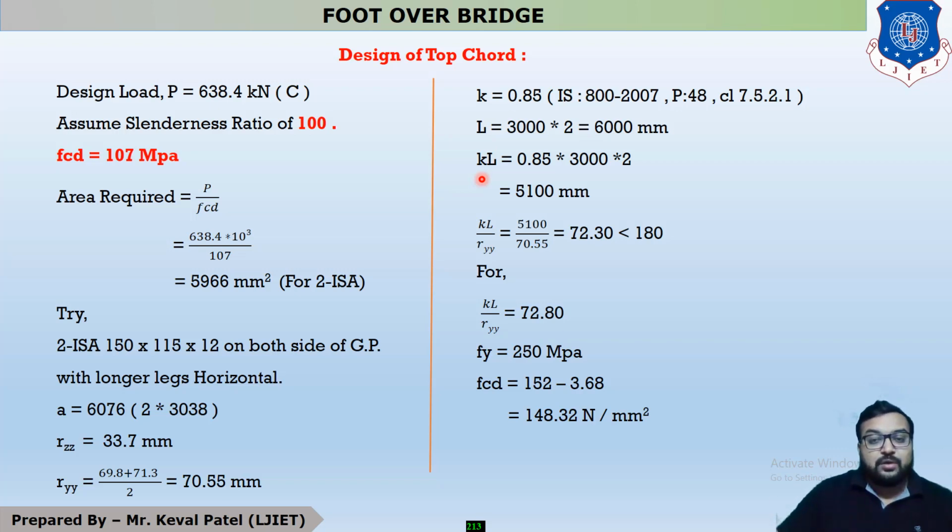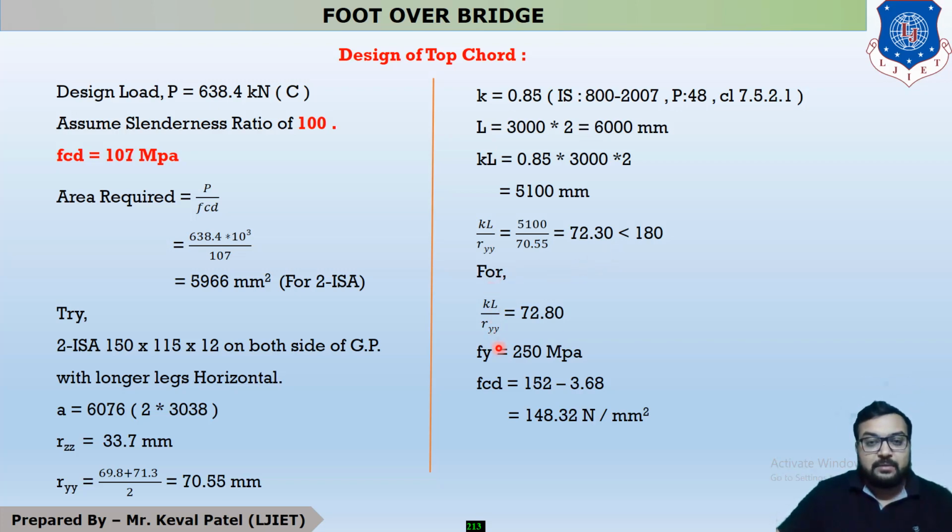But you can also refer to page number 48, clause number 7.5.2.1, where it is clearly mentioned that the value of K is 0.85. Now what is L? L is equal to 3 meter because your main member has a length of 3 meter and it is 2 ISA. So 3 into 2 equals 6 meter, 6000 mm. Your KL upon R average is equal to 72.30, and at the same time your second method is KL upon R minimum. From here you have to refer to your two answers.